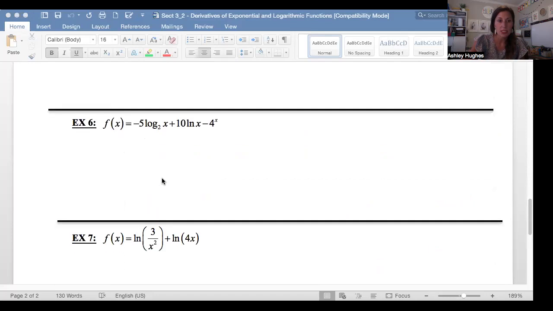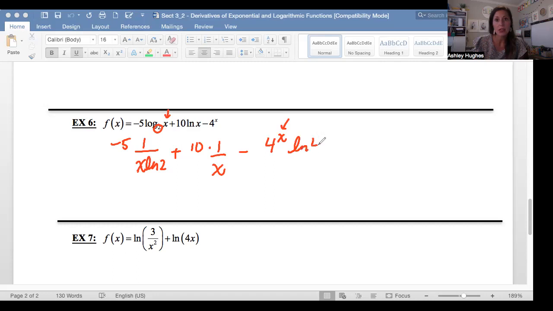Let's look at example number 6. So for log base 2, the -5 just stays in front. It's just a coefficient. The derivative of this, you take the derivative of the stuff, which is 1 over the stuff. This is a different base than natural log, so you have to divide by the natural log of whatever that is. The derivative of ln of x is just 1 over x. The derivative of 4 to the x is 4 to the x times the derivative of this, that's just 1, times the natural log of the base. So that's our answer. Oops, that should be 2.